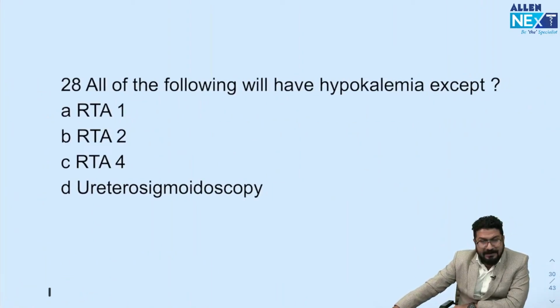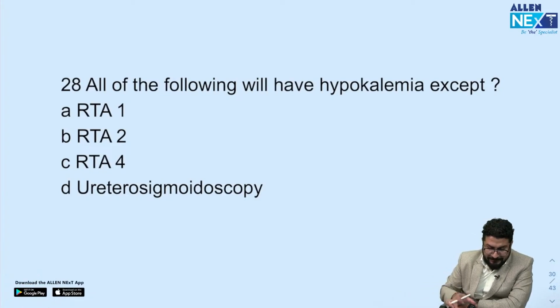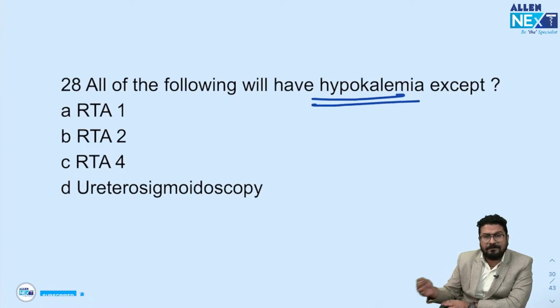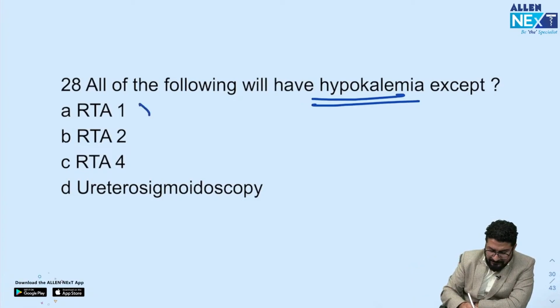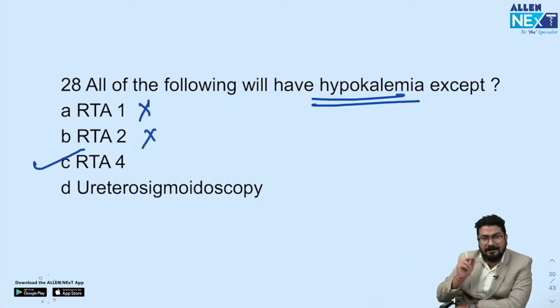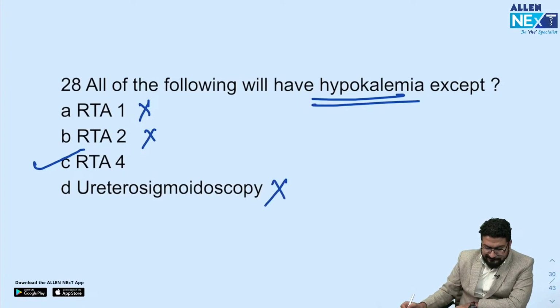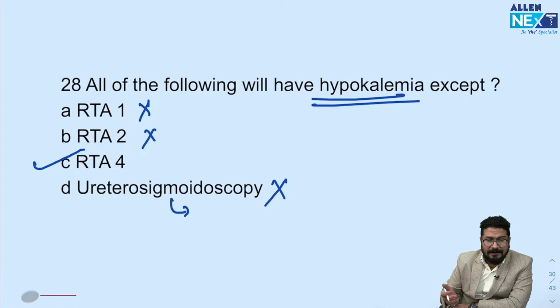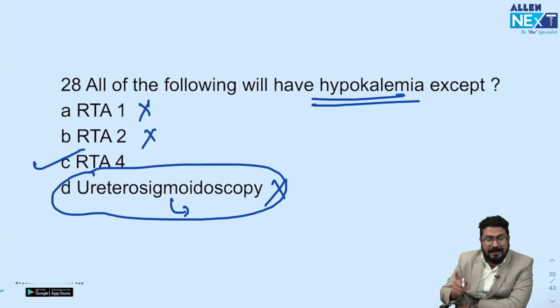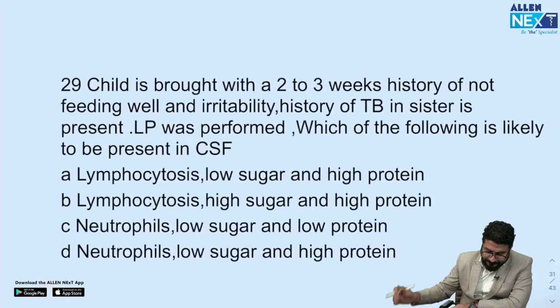All of the following will have hypokalemia except. Again, I could not take the screenshot because I did not have the time. But remember, all these questions came from the notes. So remember, most of the RTAs will have hypokalemia. Type 1, yes. Type 2, yes. RTA is renal tubular acidosis. So remember, RTA type 4 is the hyperkalemic type. Is it clear? And ureterosigmoidostomy will lead to NAGMA, so again here you will see hypokalemia. So only in RTA 4, which is called the hyperkalemic type.